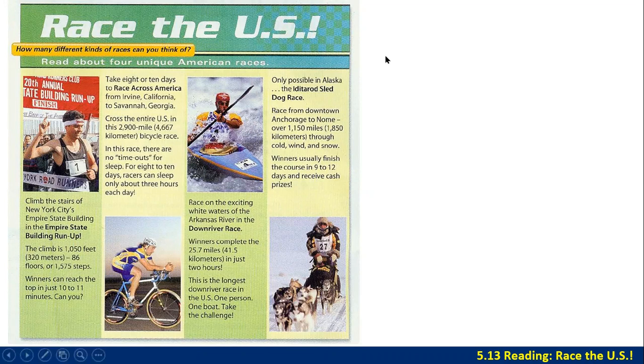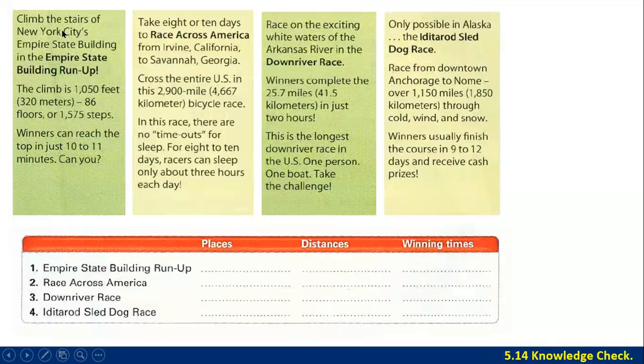It says, race the US. How many different kinds of races can you think of? Read about four unique American races. Okay, so here we have 1, 2, 3, and 4. So let's go ahead and read. So I need the first person. Well, Glenda, can you help me with number one? El párrafo o la oración. La oración, el párrafo de la primera. So, number one.